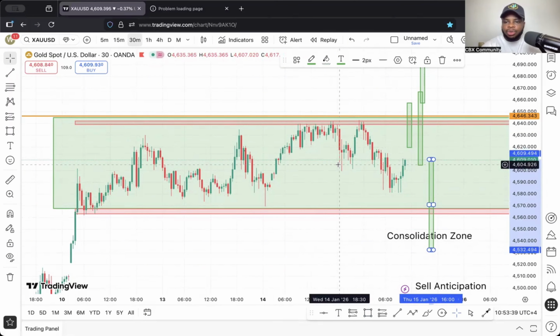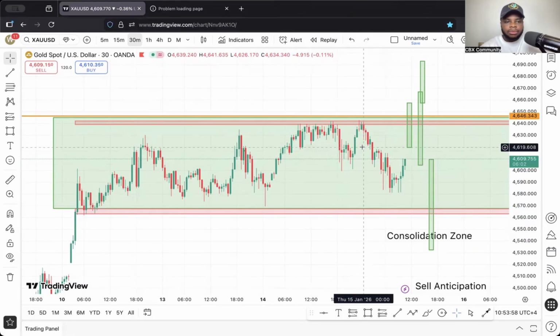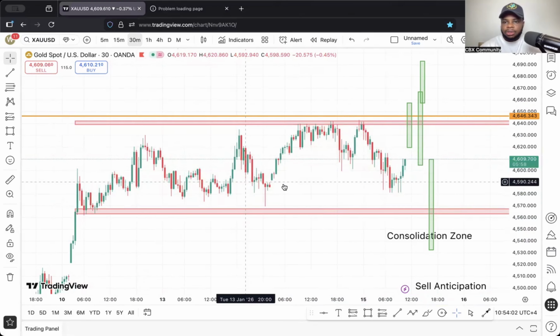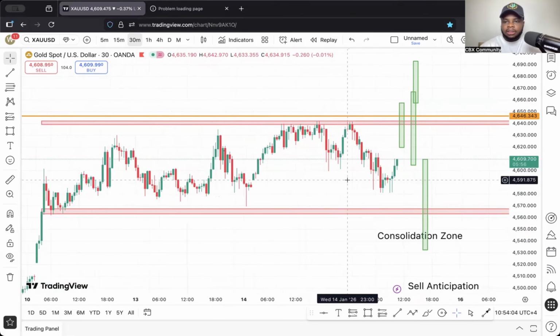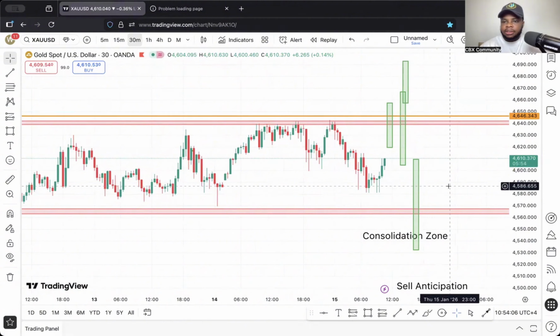So all we need to do is zoom the chart so that we'll be able to identify the recent support and the recent resistance. And then we also need to measure the range from the resistance zone to the support zone so that we'll be able to know what we are anticipating the market to give to us. So let's delete this box so that we'll have a very clear chart analysis.